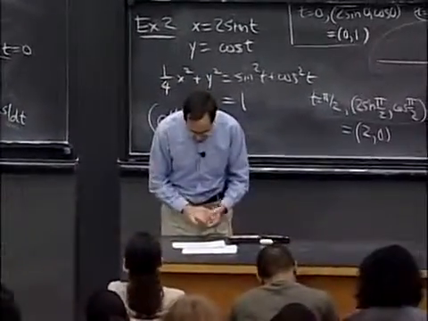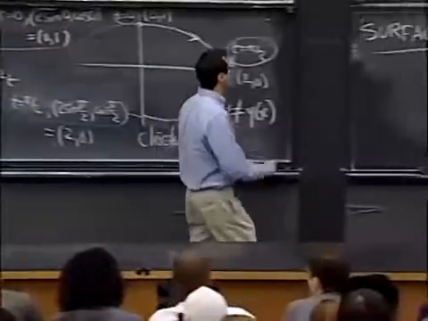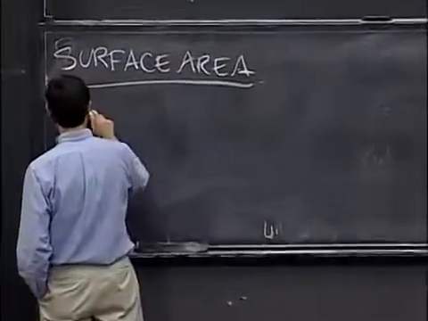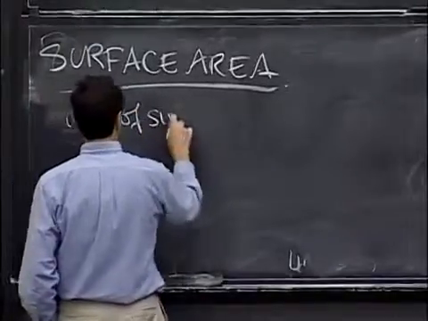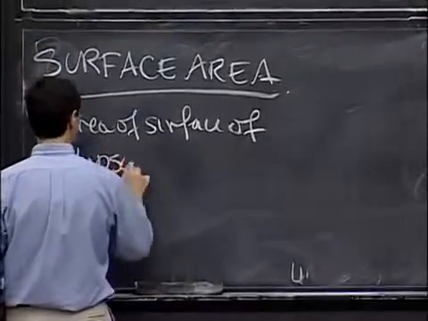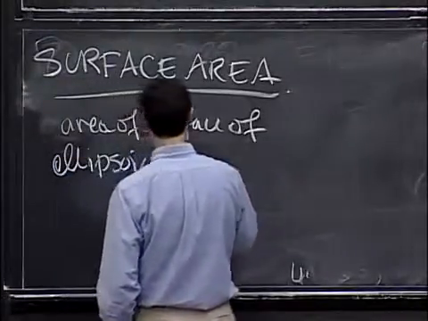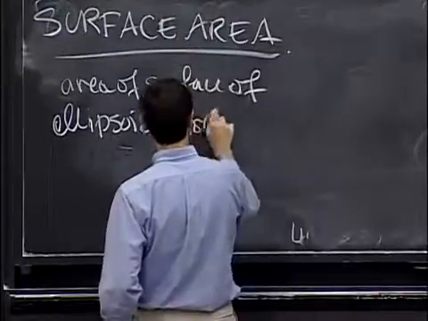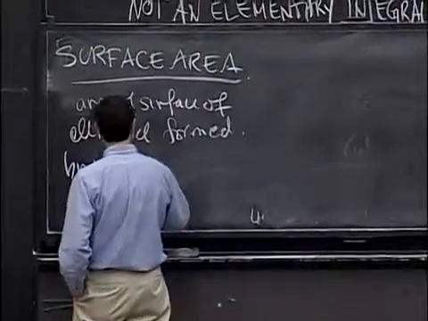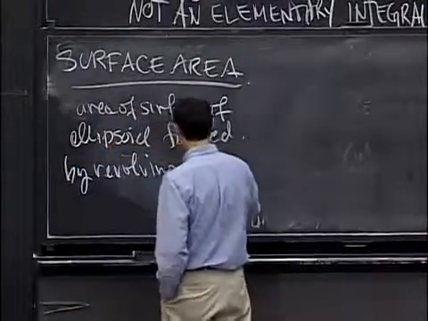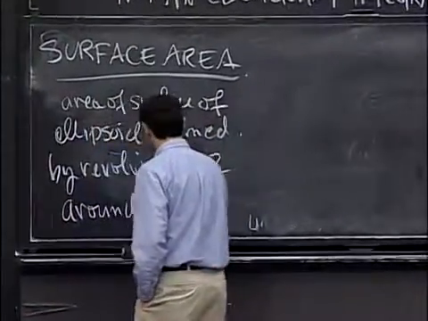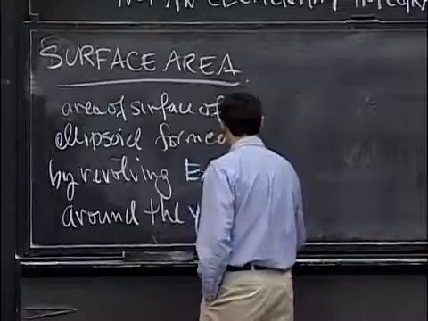All right, so now I want to do this surface area example. I'm going to just take the surface area of the ellipsoid formed by revolving this previous example, which was example 2, around the y-axis.